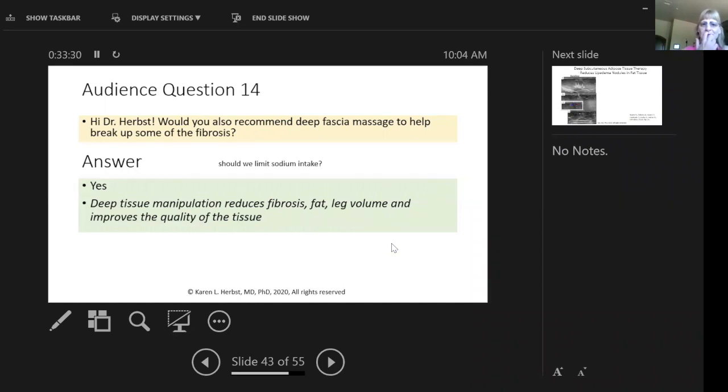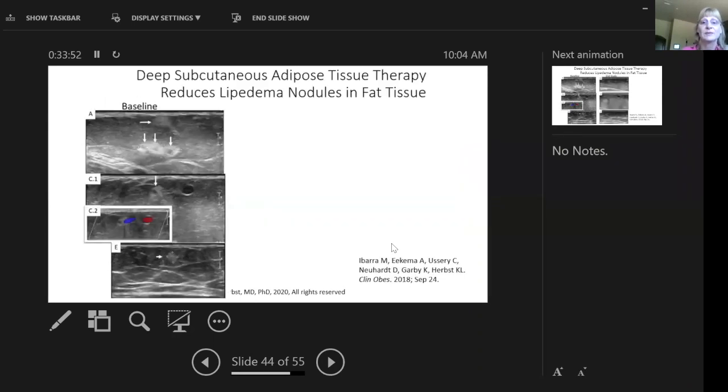So number 14, would you also recommend deep fascia massage to help break up some of the fibrosis? Yes. I don't know why it says should we limit sodium intake. Sorry about that. But my answer is yes. So deep tissue manipulation reduces fibrosis, reduces fat, reduces leg volume, and improves quality of the tissue. So we did a study on 7 women with lipedema and did some deep subcutaneous adipose tissue therapy, which is a different name for quadrivus therapy, which is based out of the Netherlands.